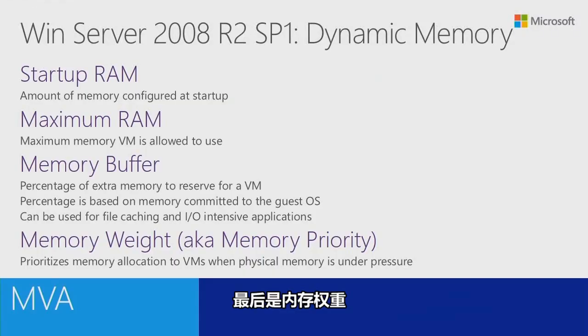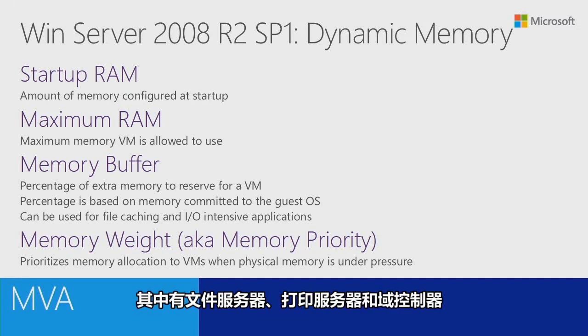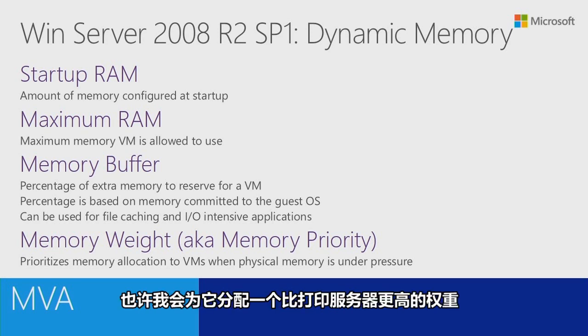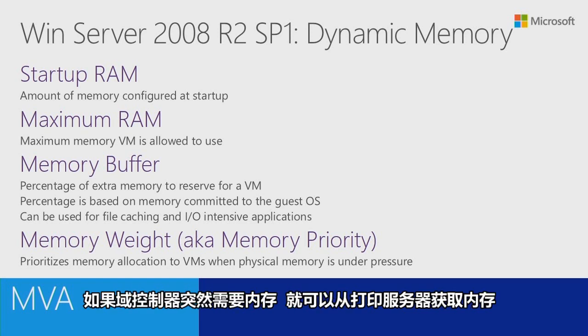And then finally, there's memory weight. Think about this. I may have a variety of different workloads in my environment. I've got a file server, I've got a print server, I've got a domain controller. Well, my domain controller is really important. I want to make sure that my domain controller is never starved for memory. So maybe I give that a higher weight than my print server. If all of a sudden my domain controller needs memory, I'm going to start taking it from my print server.